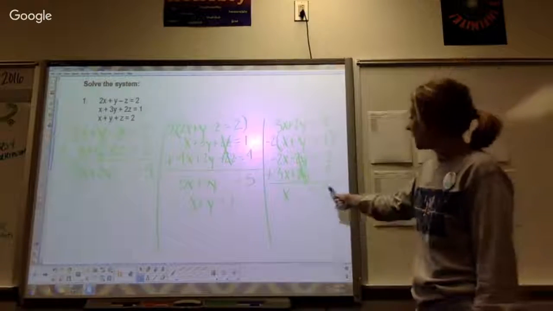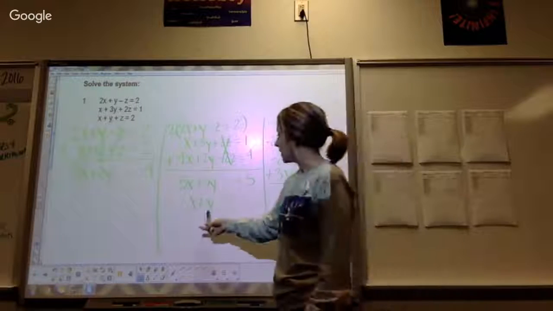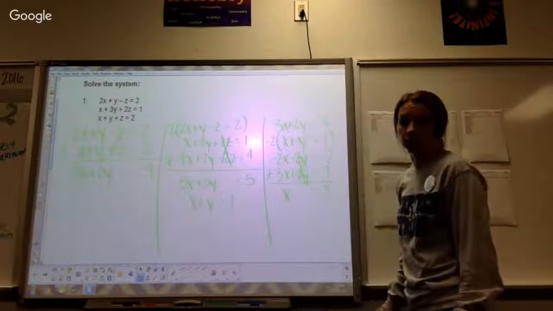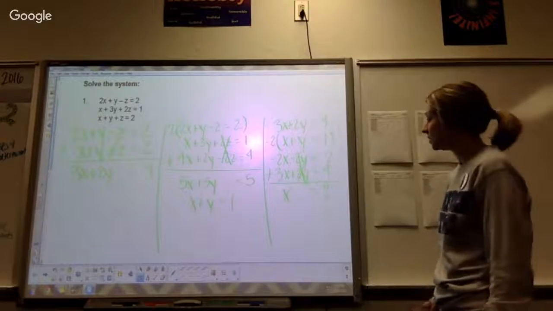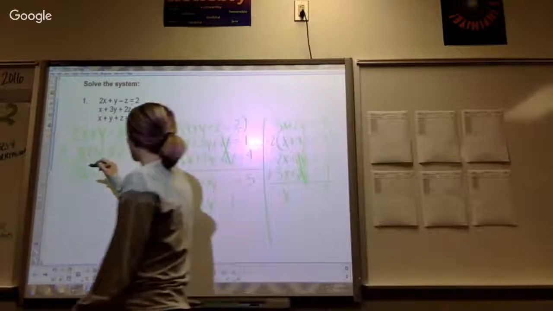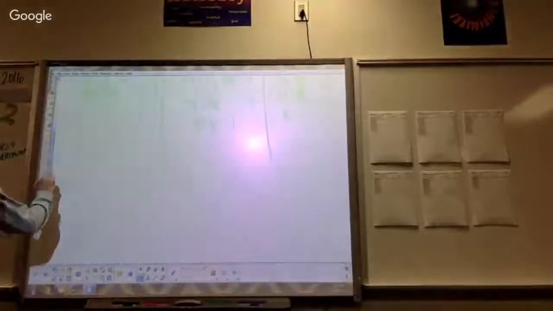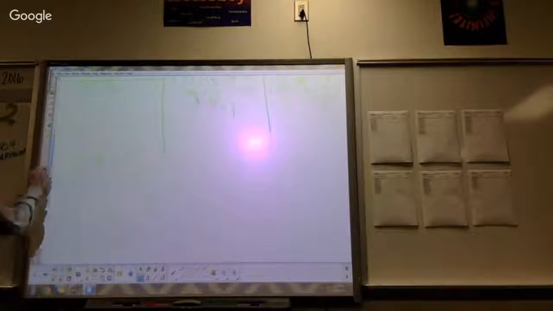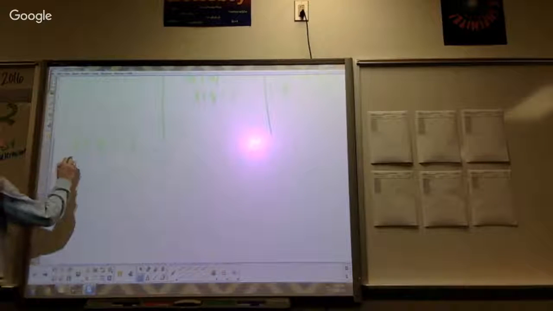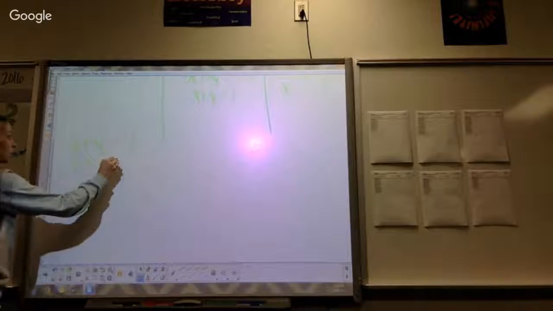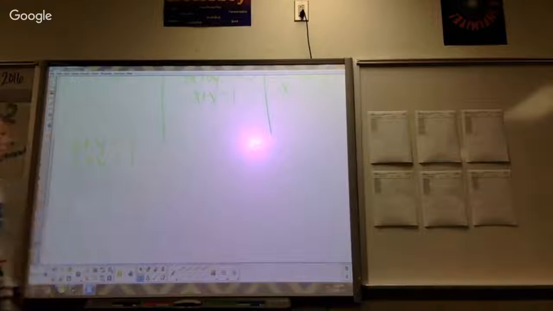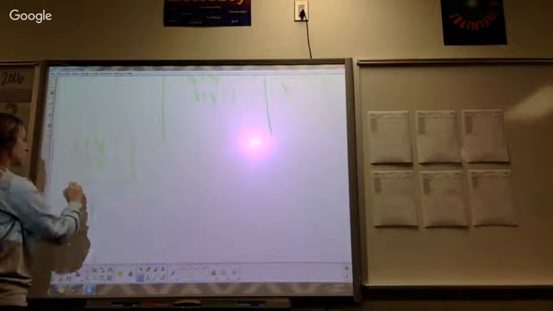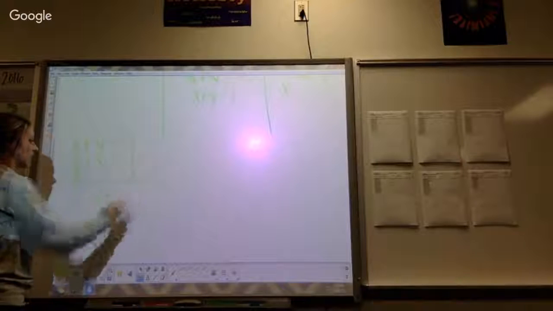So once you find that first variable, you will either need to use this equation or this equation that you found on step 1 or step 2, whichever one is easier. The second one would be easier to plug into. So x plus y equals 1, and I now know x is 2. So 2 plus y equals 1, and then we'll subtract 2. So y equals negative 1.